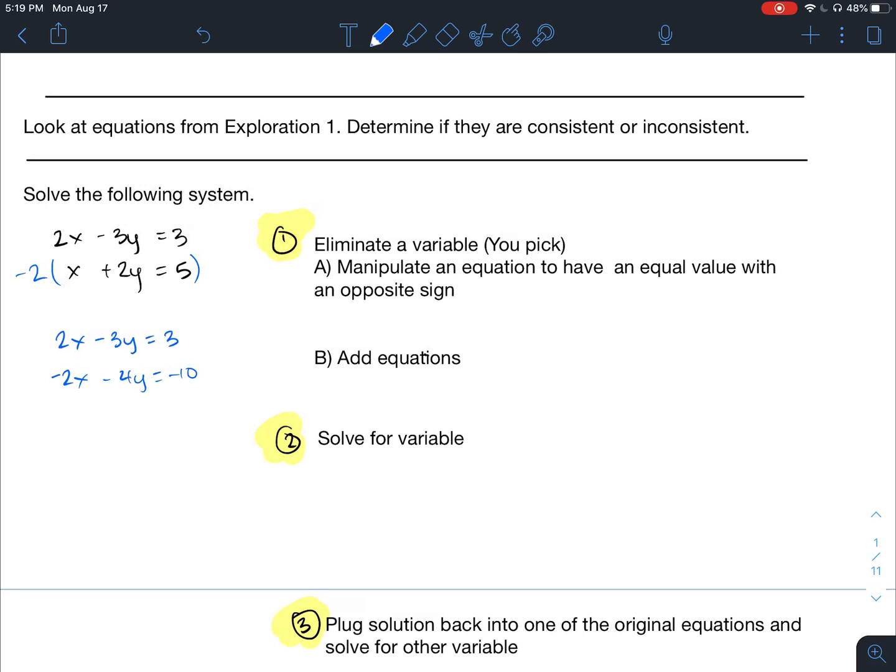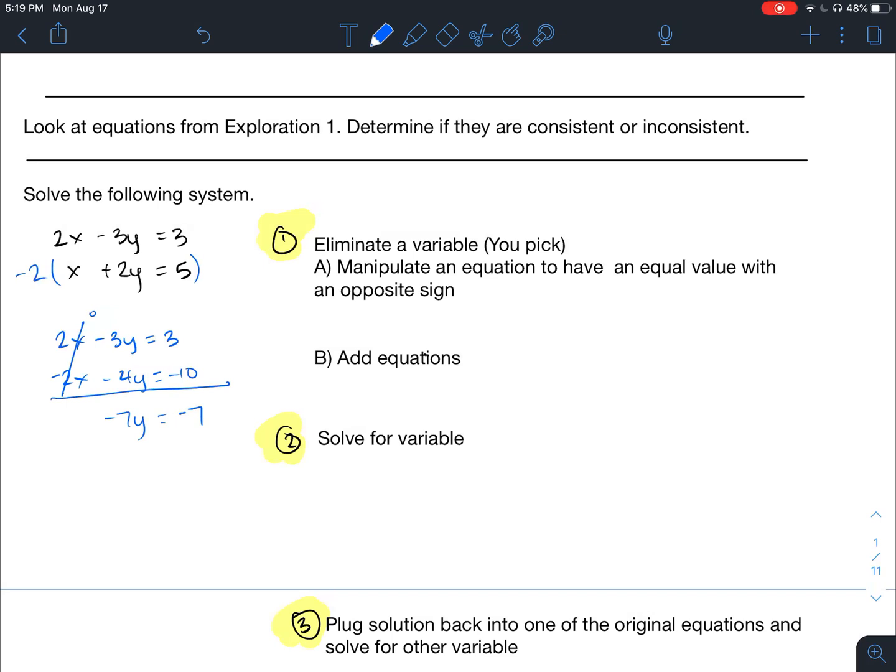All right, now notice here, they're opposite signs, but with the same constant, right? And with the same variable. So if we were to add these two equations together, well, 2x minus 2x, that's 0. -3y and -4y, that's -7y, equal to 3 and -10. It's going to be -7.